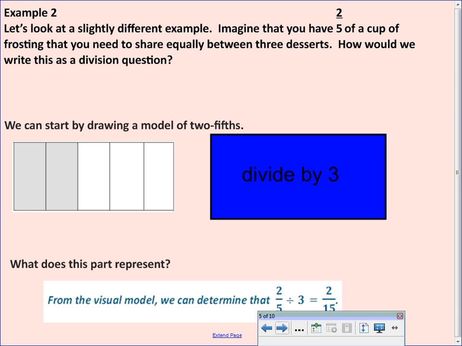So I have 2/5 of a cup of frosting to share between 3. So how would we write that as a division? How would I write that as a division sentence? 2/5 divided by 3. Well, we have 2/5 of the cup that we have to divide between 3 desserts. So each dessert is going to get what? 1/3 of the 2/5, right?